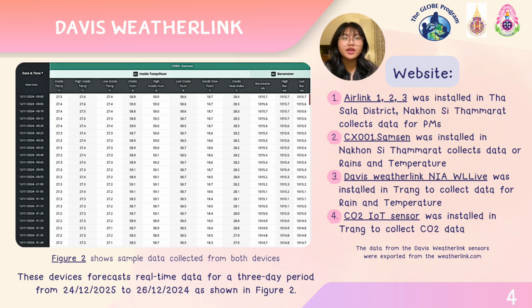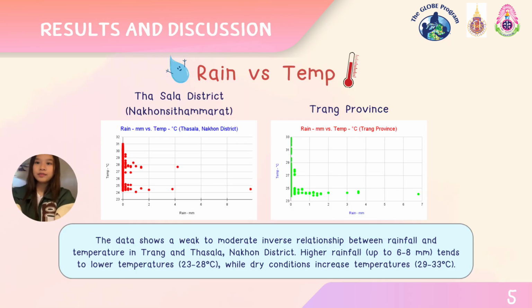These devices collected real-time data for 3 days, from the 24th to the 26th of February 2025, as shown in Figure 2. Data from Davis Weather was collected in Nakhon Si Thammarat Province and Trang Province for 3 days to compare weather conditions. Readings were saved every 15 minutes, while the website recorded data every hour. The study tested how accurate and reliable the system was in different places. For now, let's move to the results and discussion.